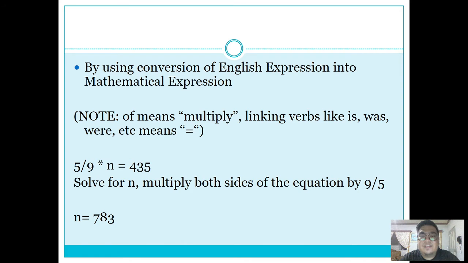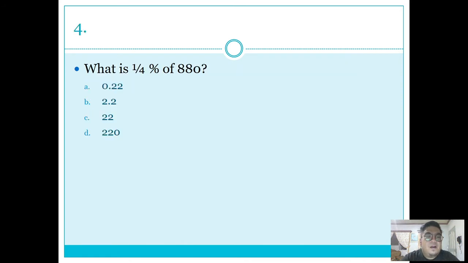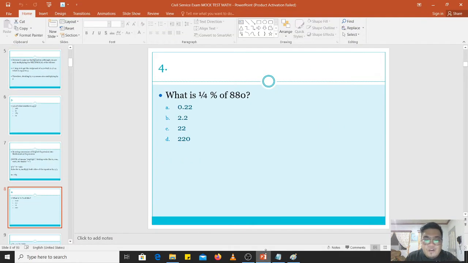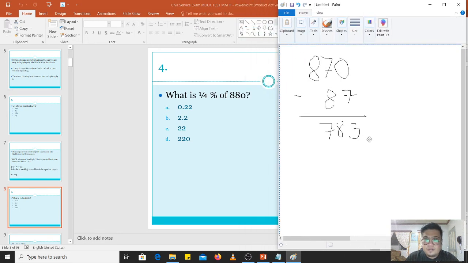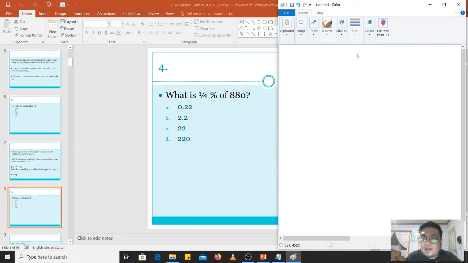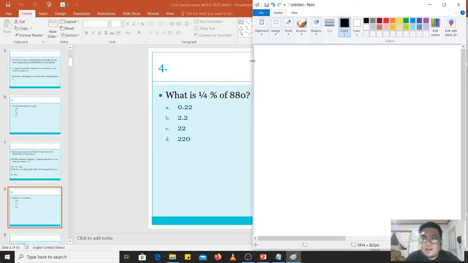783. Okay? Next. Okay. What is 1/4% of 880? Okay. Ang gagawin ulit natin dito, convert natin yung statement, naka-English yan, no? Convert natin siya sa math. Okay? Paano ba yung pag-convert? No? So, yung "what" na yon, okay? So, later na lang natin to. So, yung "what" na nakalagay, paano ba to?